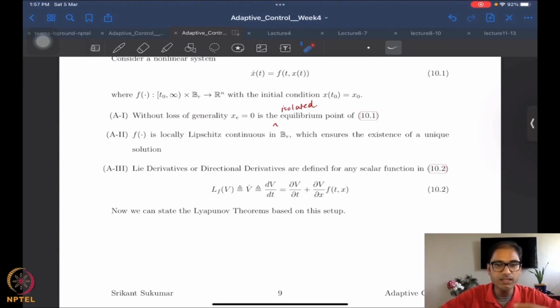The v construction itself is just a function of t and x. It's not necessarily connected to a particular dynamical system.